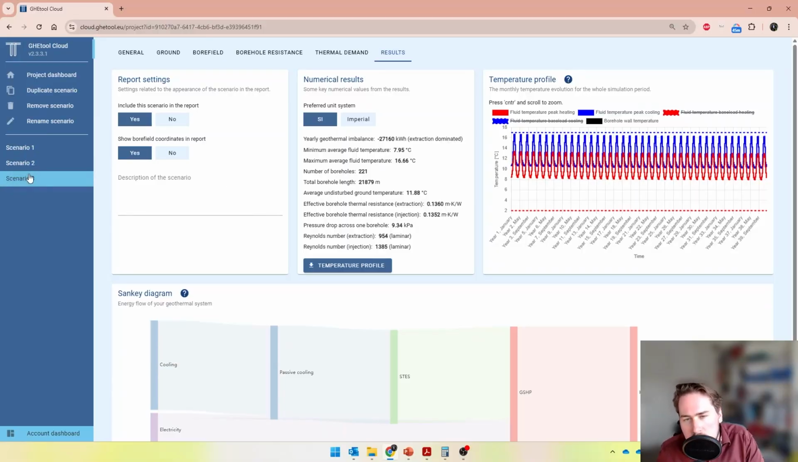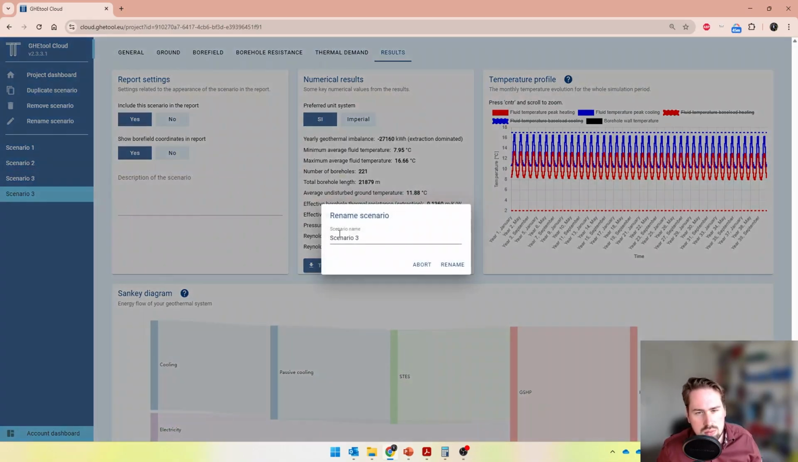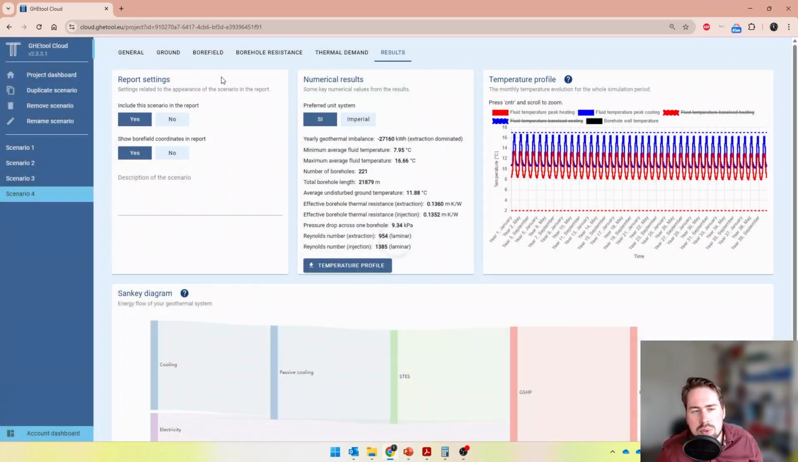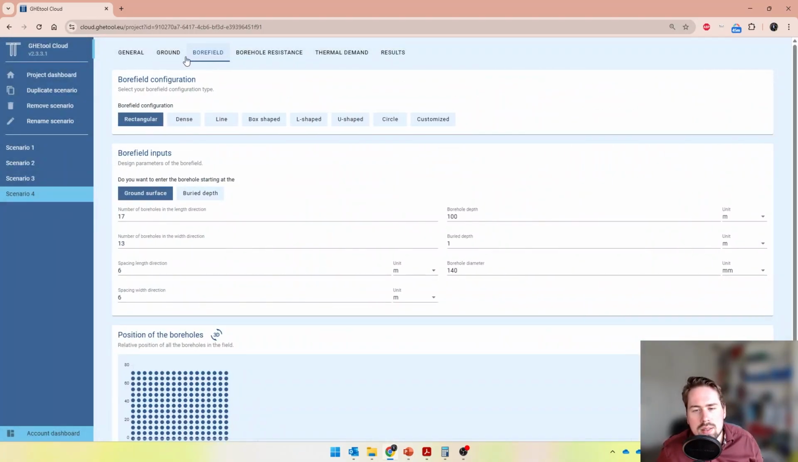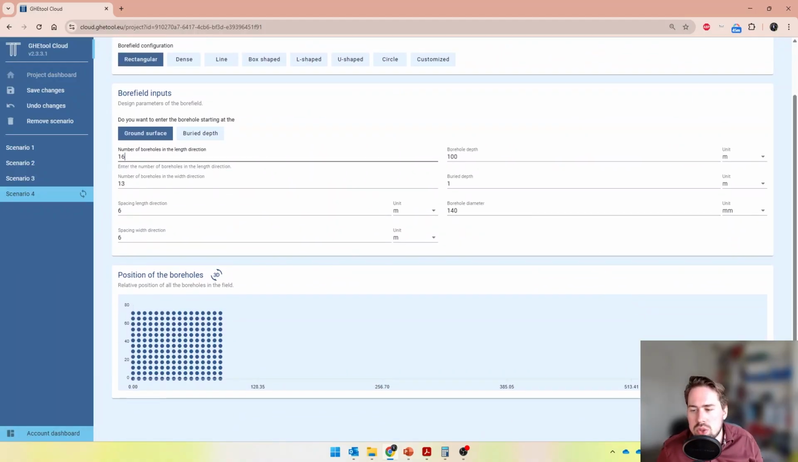So a slightly lower temperature also means a slightly lower fluid temperature. And this also means, let's create a fourth scenario for that one, that we can perhaps decrease the number of boreholes again.